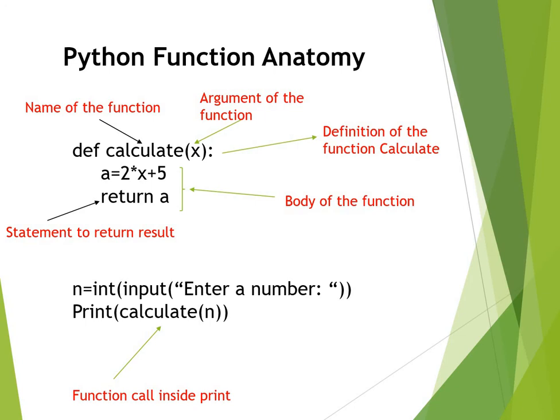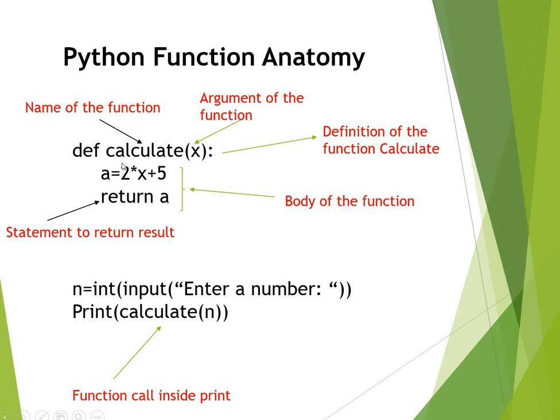Let's look at one more example. def calculate(x): a = 2 * x + 5, return a, and then here comes the main program. The name of the function defined is calculate. How many arguments are there? There is only one argument, that is x. The argument should be given within parentheses.